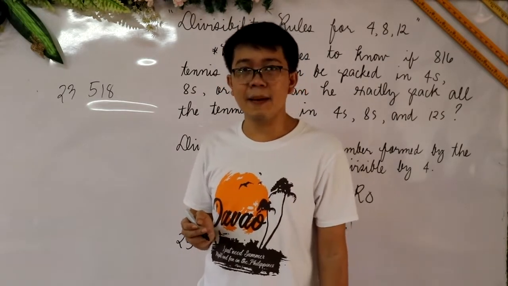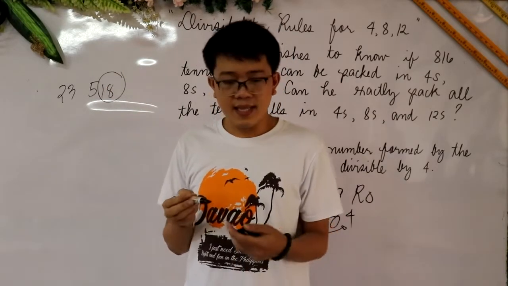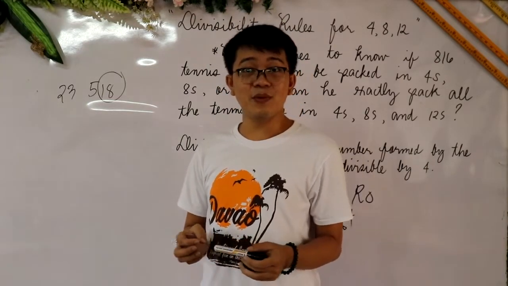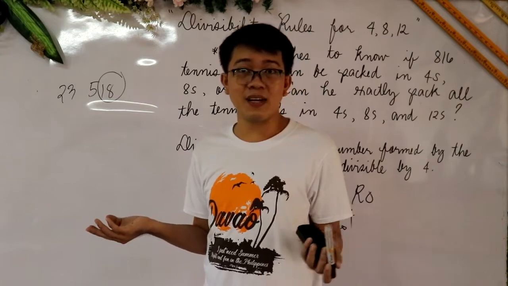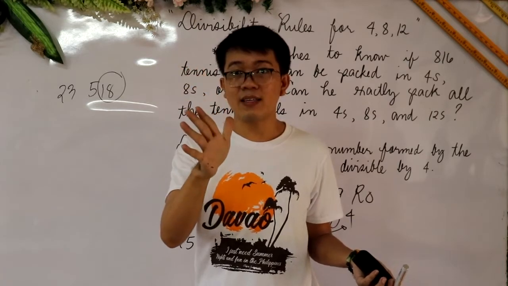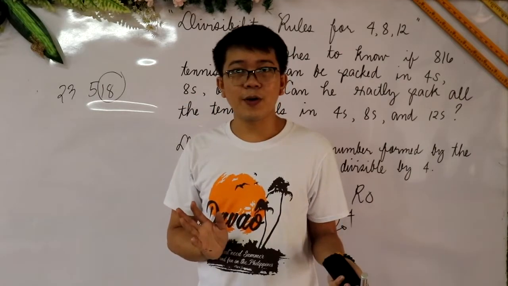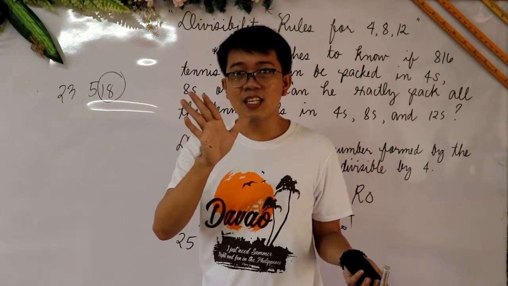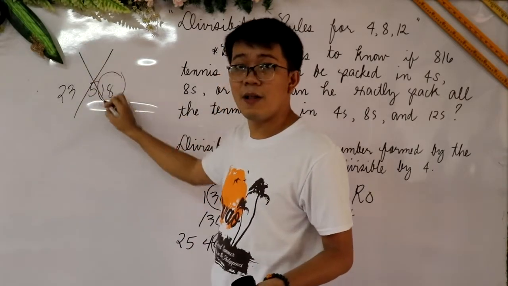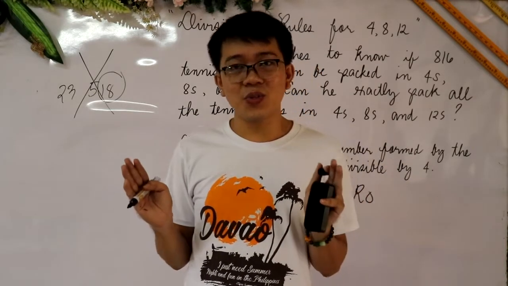Do you think 25,518 is divisible by 4? Let's find out by checking the number that is formed by the last two digits. It's 18. Is 18 a multiple of 4? Try to skip count. Instead of multiplying, sometimes we need to skip count to make it faster. Like 4, 8, 12, 16, 20. Oh, there is no 18 in the multiples of 4 because 18 is between 16 and 20. Therefore, we say that this number here is not divisible by 4. Alright? So you know already how to check if it's divisible by 4.